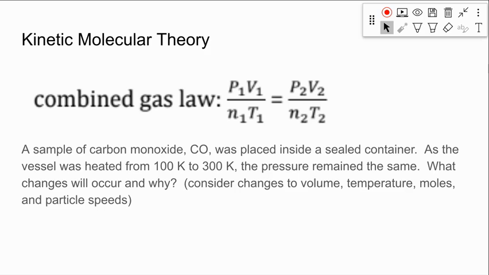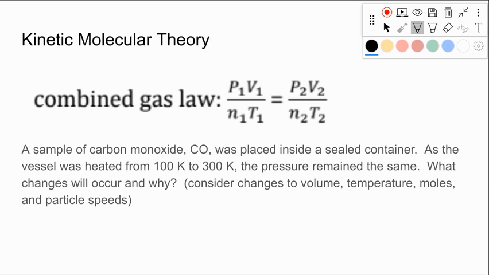to understand what is happening to a situation. And so this one is going to be, this is a sample of carbon monoxide was placed inside a sealed container. We have to look at these words that we use in these things because it's a big deal. So here on this problem, we see that it says that we have a sealed container. And with it being sealed, that means that nothing can come in and nothing can go out, is what it means to be sealed. It says, as the vessel was heated from 100 Kelvin to 300 Kelvin, the pressure remained the same. What changes will occur and why? And you want to consider changes to volume, temperature, moles, and particle speeds.